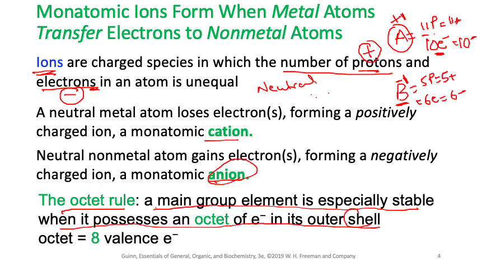So shell we also call energy level, right? The last energy level we call the valence energy level, the last one. And how many electrons should that valence or last energy level have? At least 8 valence electrons. If any main group element has 8 valence electrons in the last energy level, that means that element is stable. So let's go to the next slide and we'll talk about this octet rule one more time.